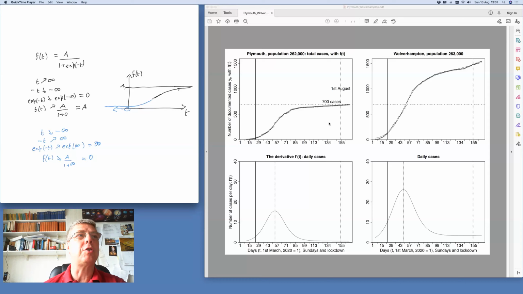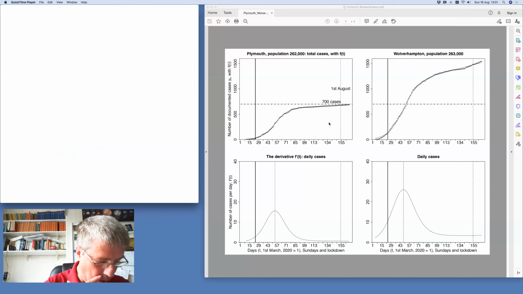Okay, so now we've got a bit of mathematics set up. Let's extend what we've been doing. So let's remind ourselves that we're using the notation yt to be the total number of cases on day t. So that's the definition of yt.